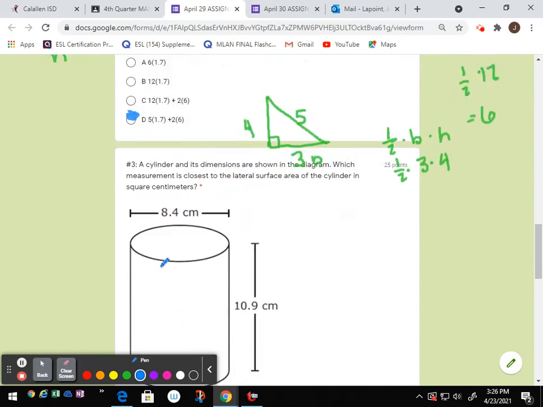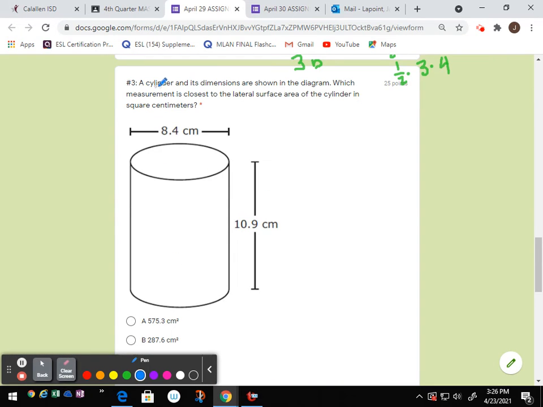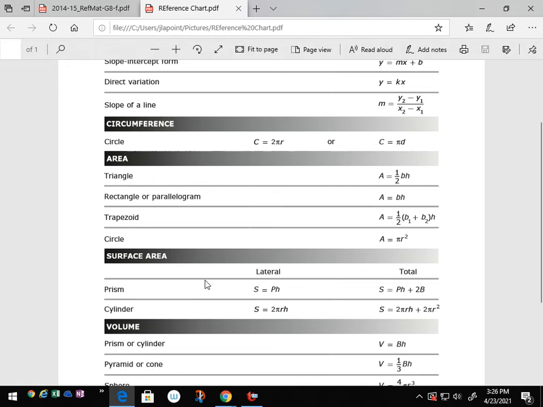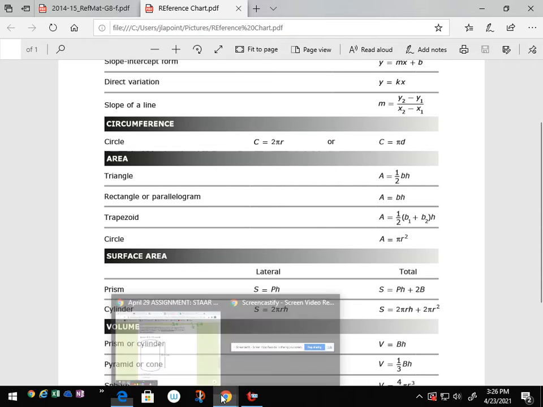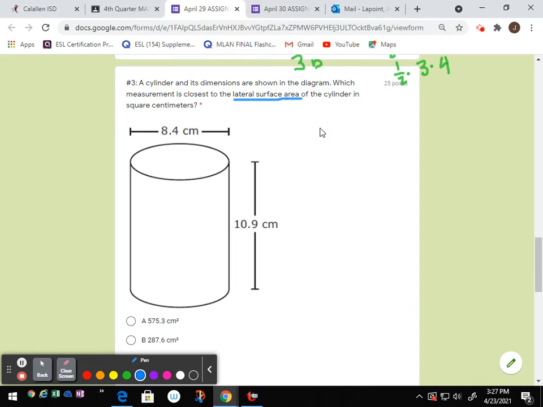All right, moving on to 3. Number 3 says a cylinder and its dimensions are shown in the diagram. Which measurement is closest to the lateral surface area of the cylinder in square centimeters? So for the lateral surface area of a cylinder, S is equal to 2 times pi times radius times height. Let's write that down real quick: S is equal to 2 pi radius height.